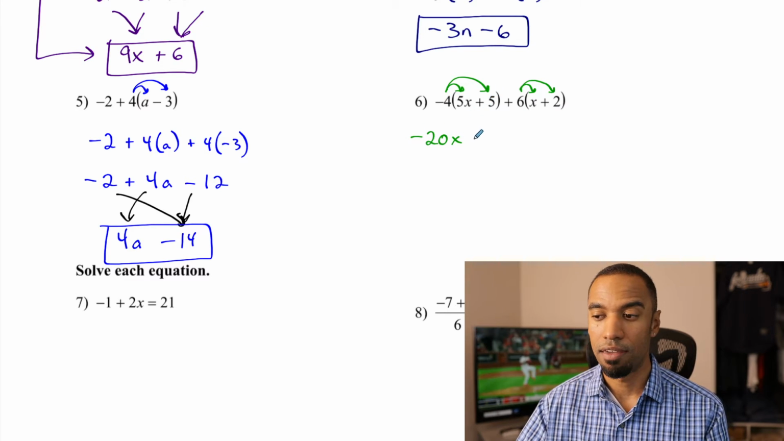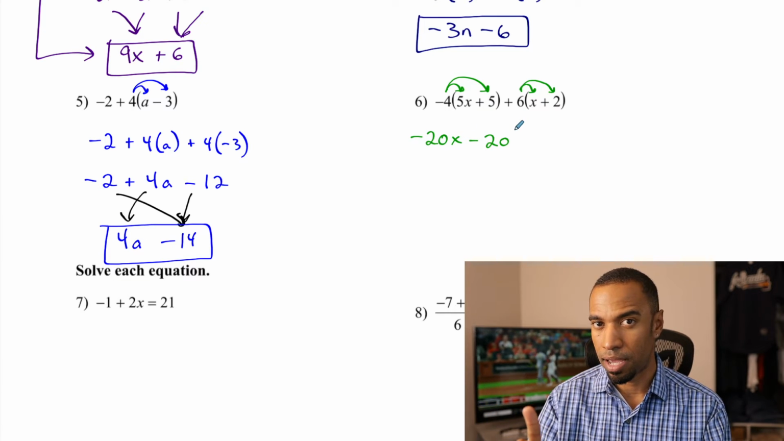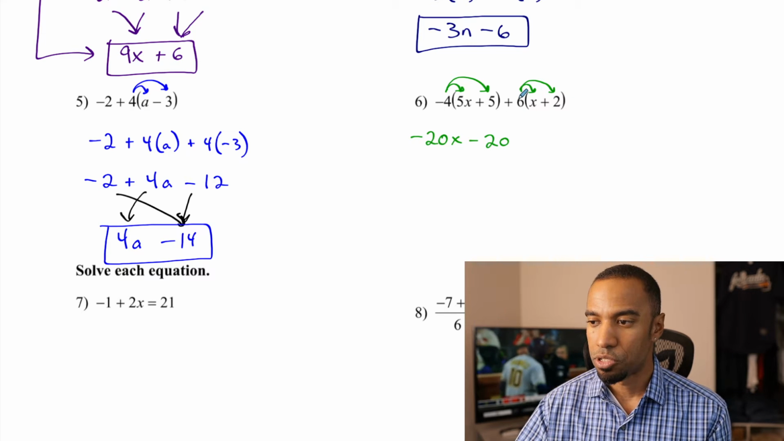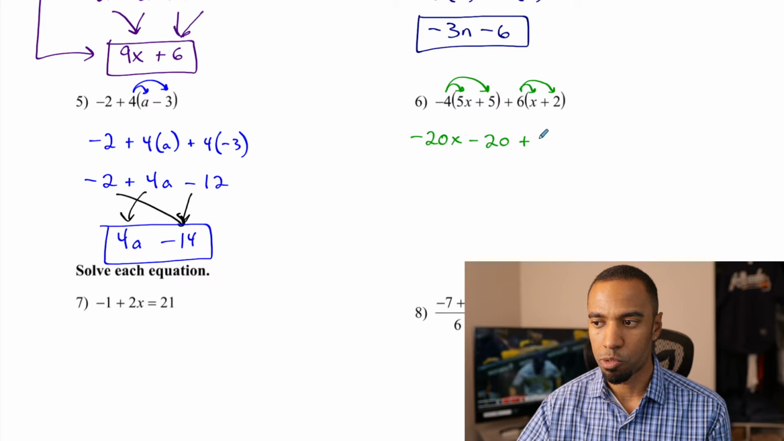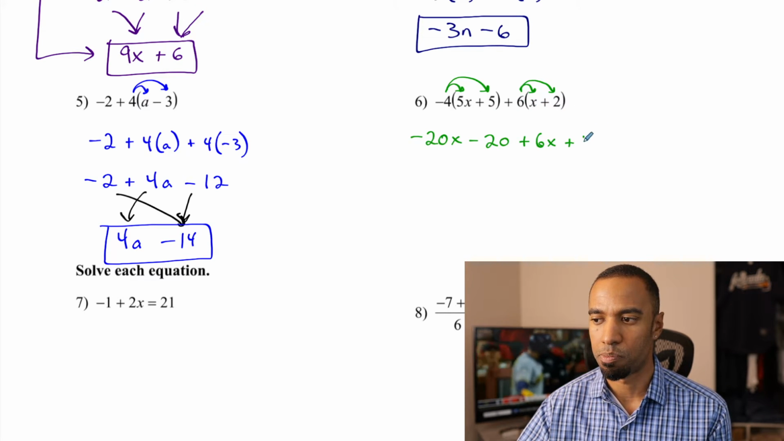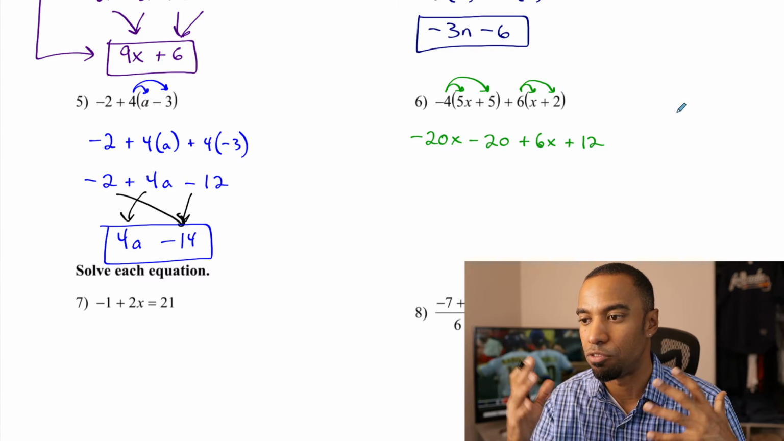Negative 4 times 5 is negative 20. Notice one has an x, one does not. These do not combine because of the x term here and the constant here. Now 6, this is a positive 6 that multiplies with x, so plus 6x, and a positive 6 times positive 2. That's positive 12. So after distribution, we now have a set of no parentheses.